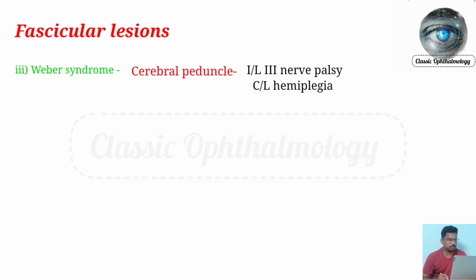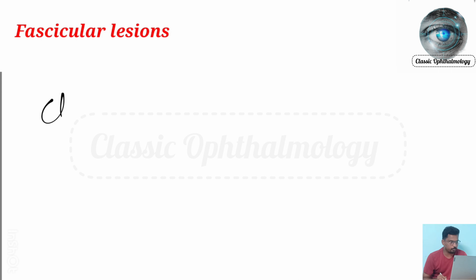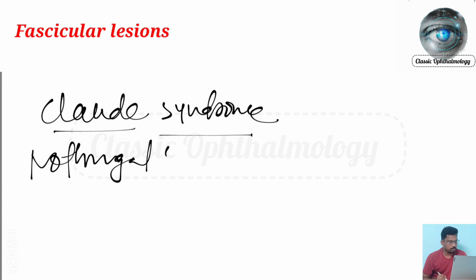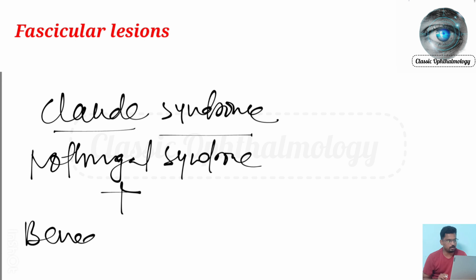Now the fourth one is Claude syndrome. Claude syndrome is a combination of the symptoms of Nothnagel syndrome and Benedikt syndrome. So it consists of combined features of Nothnagel syndrome and Benedikt syndrome.